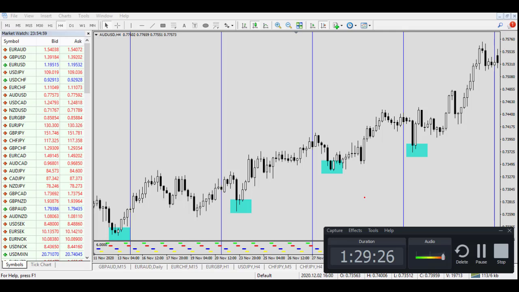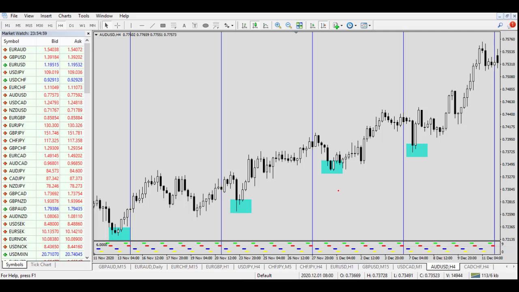Now we are inside our MetaTrader 4. If you look at this level, as I told you, what if we want to start this movement? This is a down trend. You have to study structure here to find your entry point.